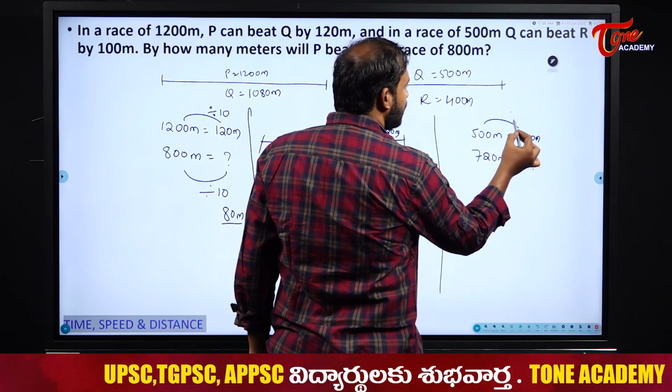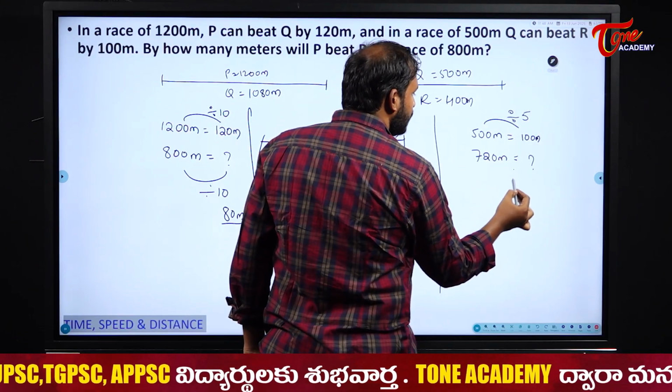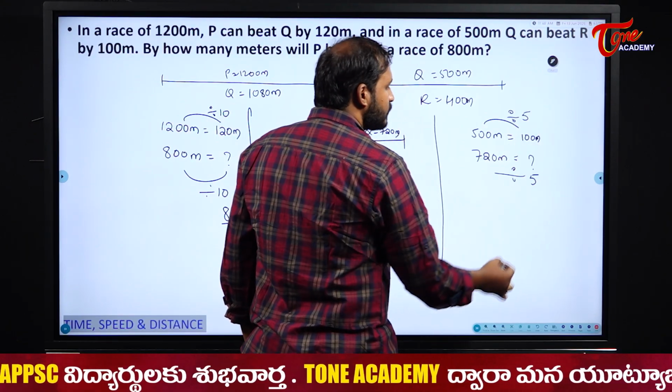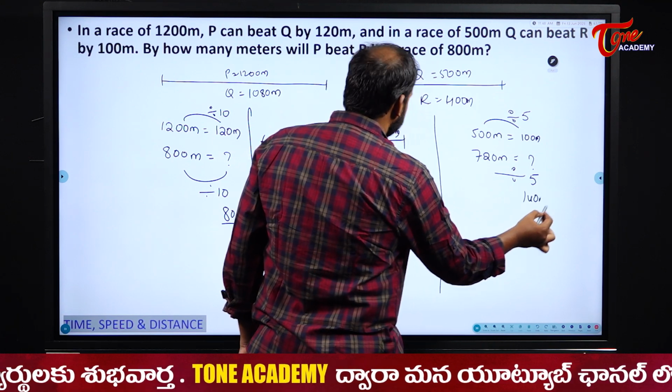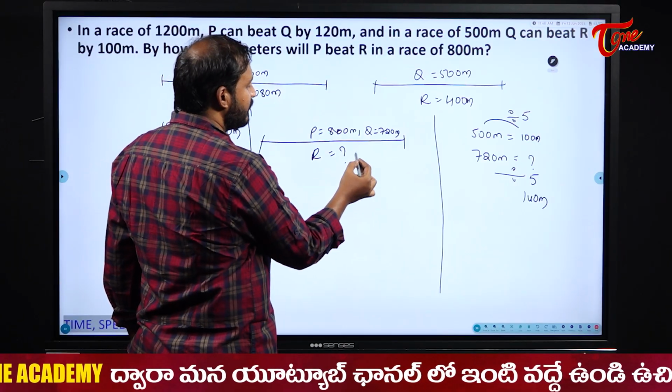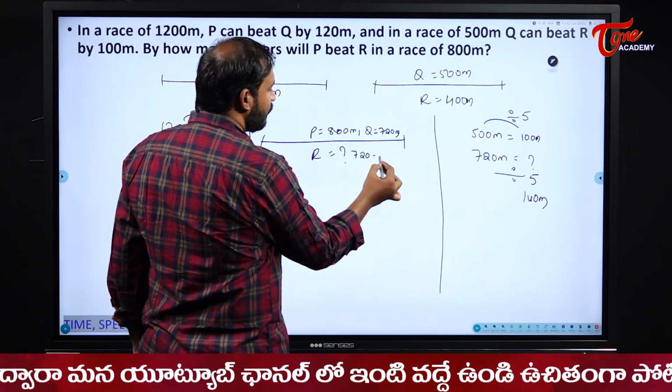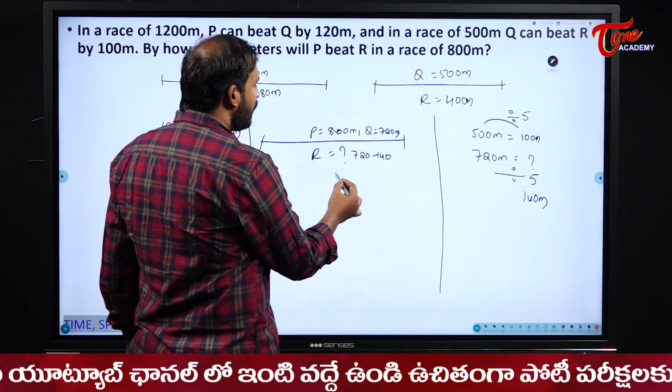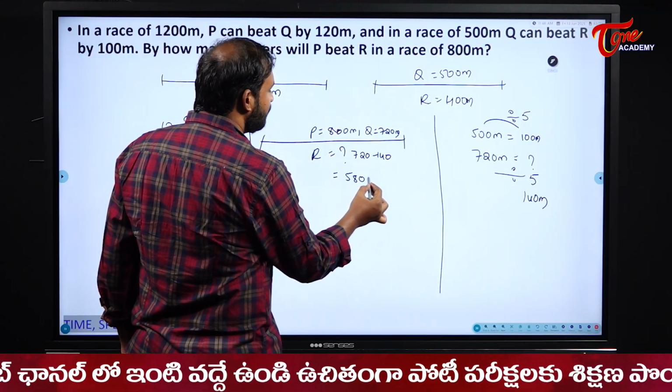From here to here, what is happening? Divisible by 5. So here also divided by 5. So this will become what for me? 140 meters. That means if Q runs for 720 meters, what about R? 720 minus 140. It will become what? 580 meters. That means R will run for how much?